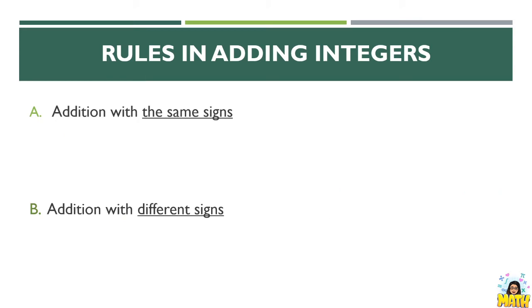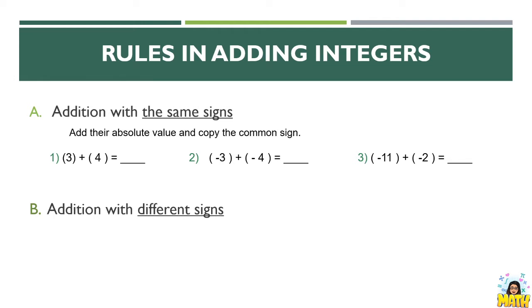So how do we add integers? Actually, it depends on the given kung they have the same signs or different signs. For example, numbers 1 to 3 have the same signs. For these particular examples, we will use the rule: add their absolute value and copy the common sign. Again, when we say absolute value, that's the distance of a number from 0.